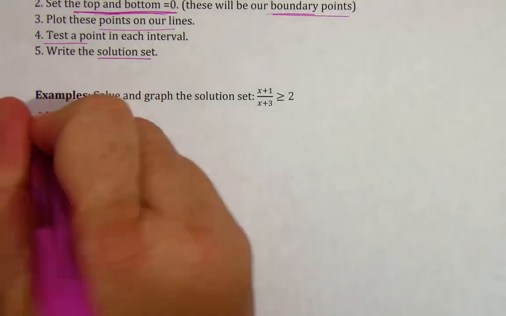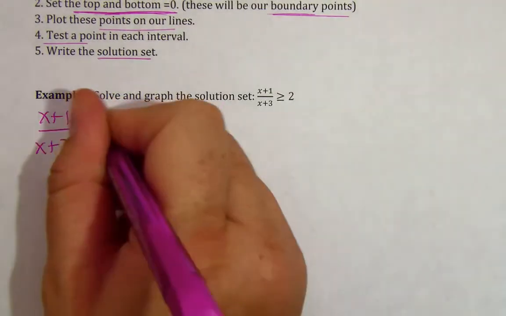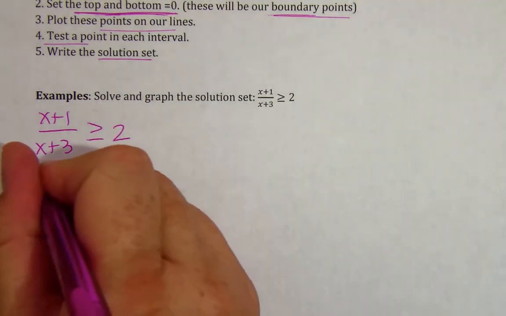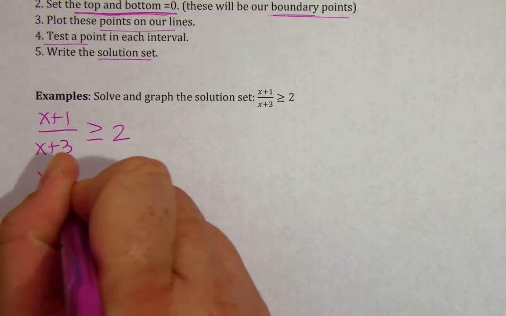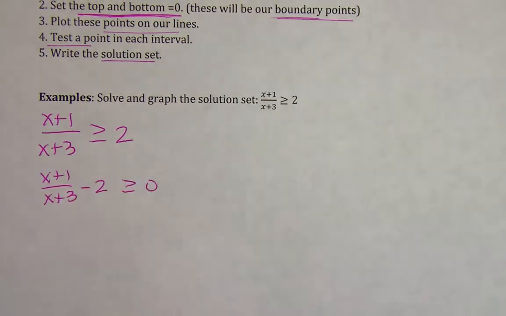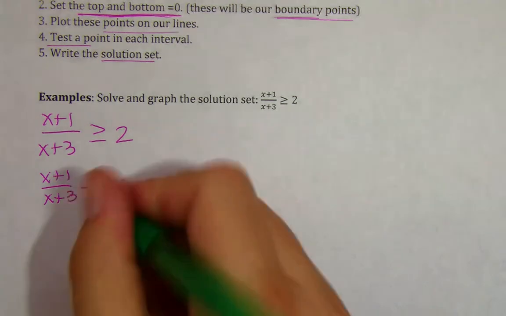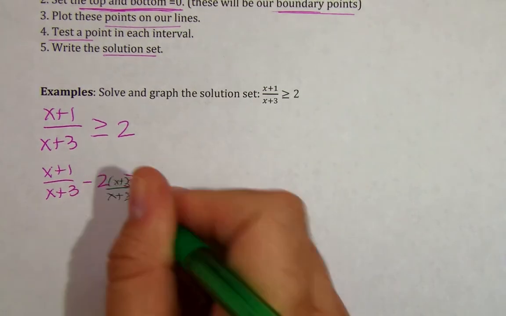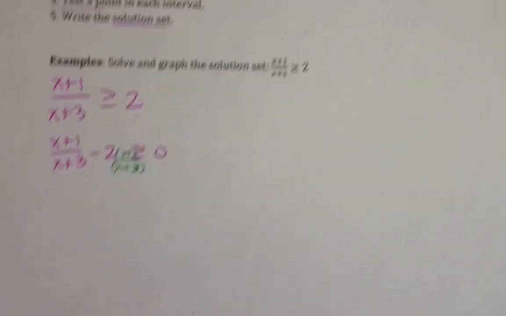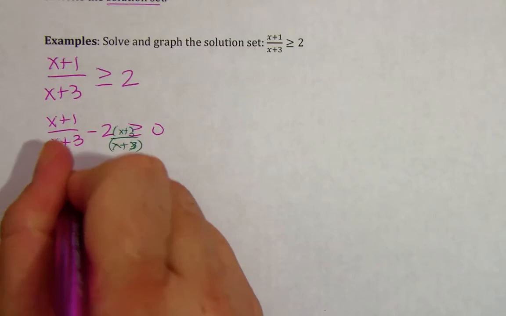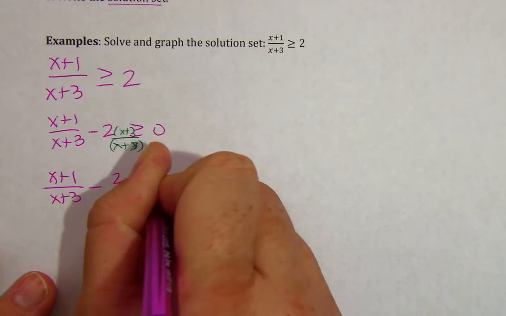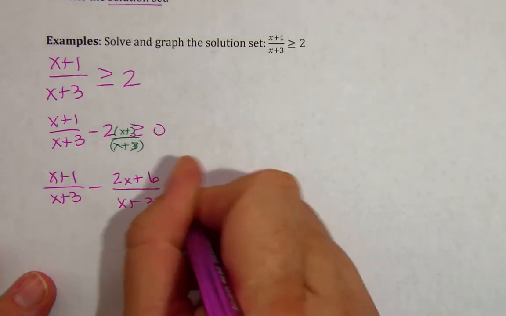I have (x + 1)/(x + 3) greater than or equal to 2, and I want to get it equal to 0, so I have (x + 1)/(x + 3) - 2 greater than or equal to 0. And now I can go ahead and create a common denominator. So I'm going to multiply by (x + 3)/(x + 3), and I end up with (x + 1)/(x + 3) - (2x + 6)/(x + 3) greater than or equal to 0.